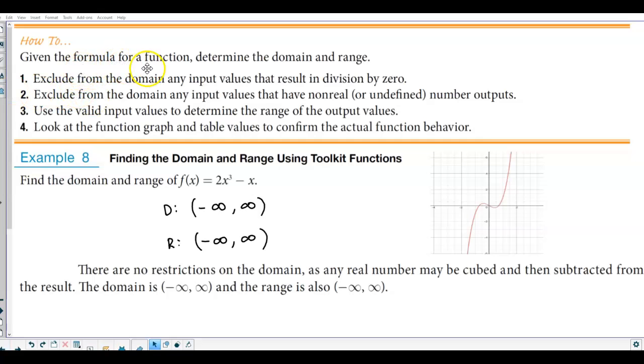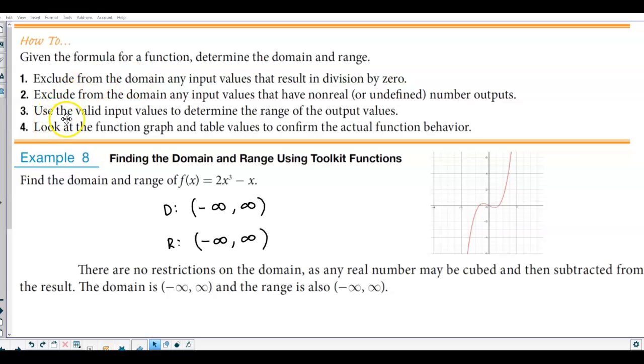Given the formula for a function, determine the domain and range. Step 1, we exclude from the domain any input values that result in division by 0. Number 2, we exclude from the domain any input values that have non-real or undefined number outputs.